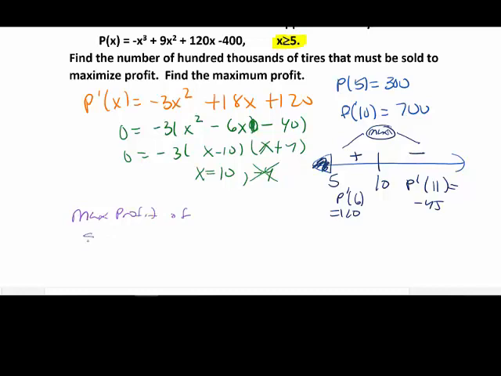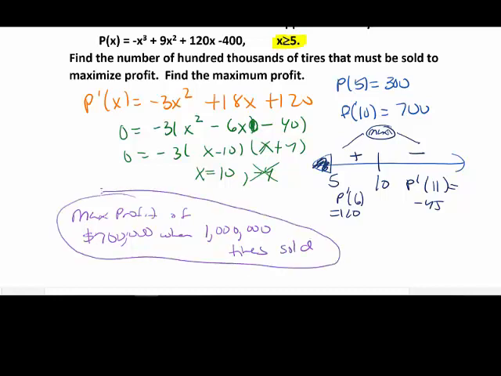Make sure you're careful of your units. $700,000 when, remember, this was in hundreds of thousands. So I think I have one too many zeros. So it should be 1 million tires sold. So I multiply 10 times 100,000 and that adds that one extra zero on it.